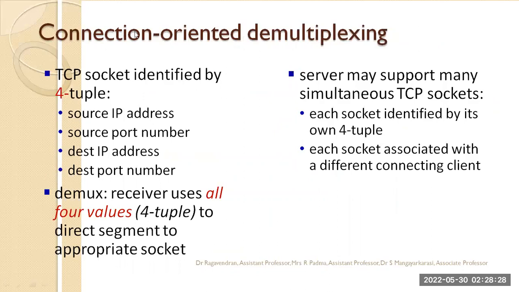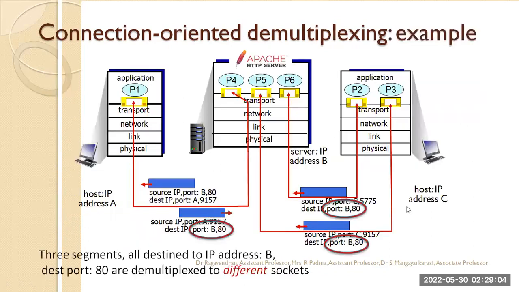transport layer. If it is connection-oriented demultiplexing, the TCP socket identifier has a tuple of four values: source IP address, source port number, destination IP address, destination port number. The demultiplexer uses all four values to direct the segment to the appropriate socket. The server may support many simultaneous TCP sockets. Each socket is identified by its own tuple, and each socket is associated with a different connecting client.